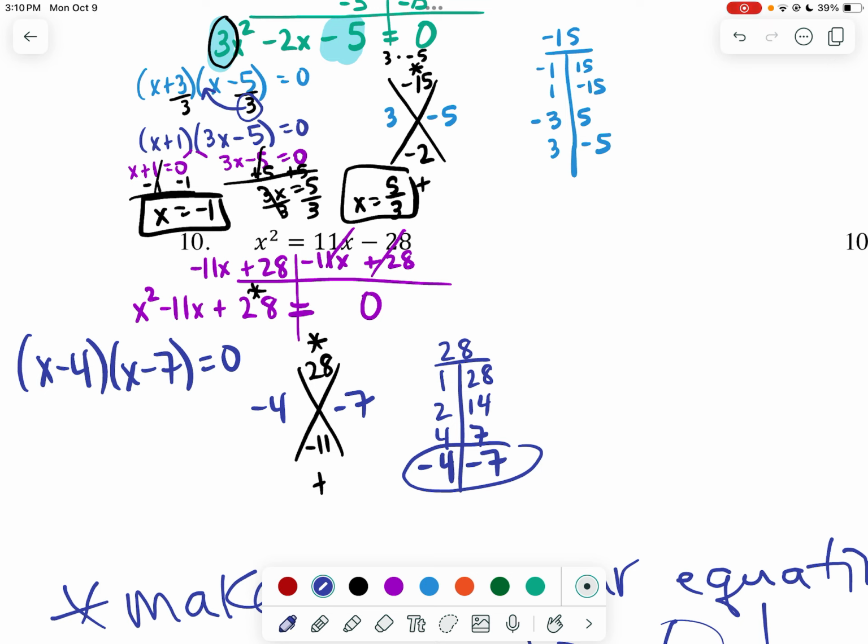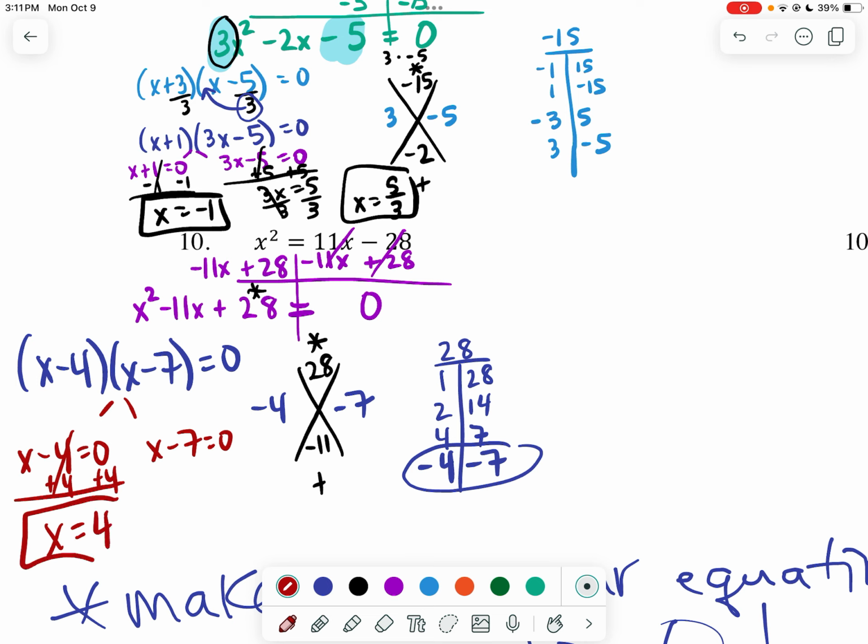But those aren't my answers. I have to branch these out. And then I have to solve them. So it's actually the opposites of those. So I'll end up getting positive 4. And if I add 7, then I also get positive 7.